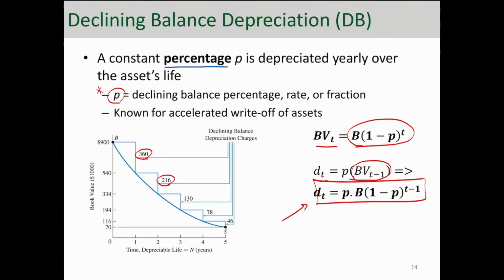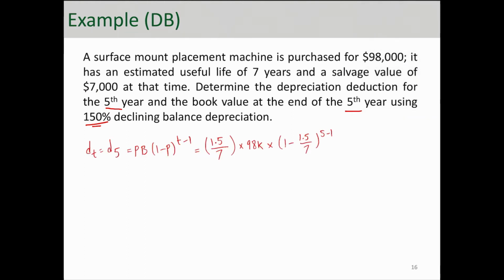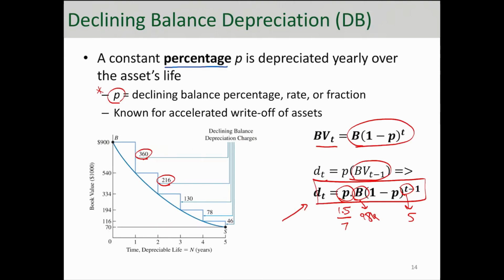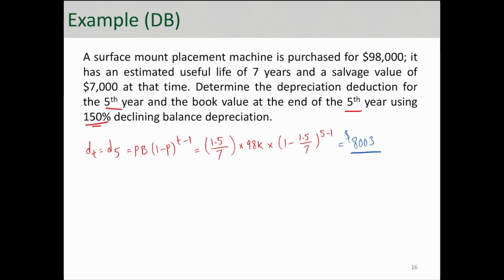We can calculate the depreciation deduction using this formula. In this case, P will be 1.5 divided by N, which in this case is 7 years. Cost basis is the $98,000, and T is the 5th year, so it's 5. So let's go ahead and calculate that. It turns out the depreciation deduction for year 5 is $803. And that depreciation deduction using the straight line method, if you remember, used to be $13,000. You can see that using declining balance, it's less, and the reason is we're getting closer to the end of life, and you remember the depreciation toward the end of life is less than depreciation using the straight line method.